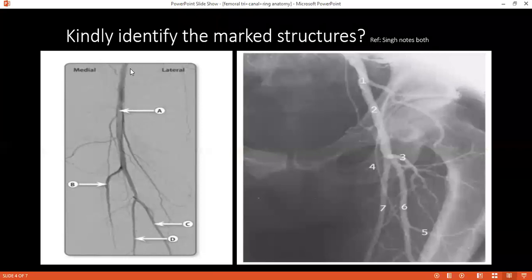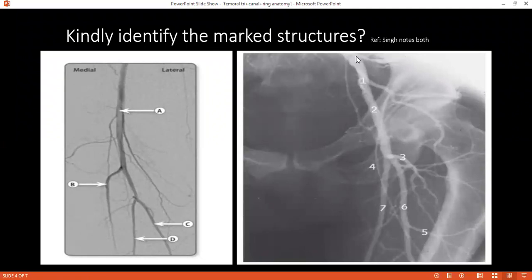Okay. Can you please identify on the left-hand side all the structures in the image from A to D? A is the common femoral artery. Then B is the profunda femoris. C is anterior tibial, D is posterior tibial, I think.